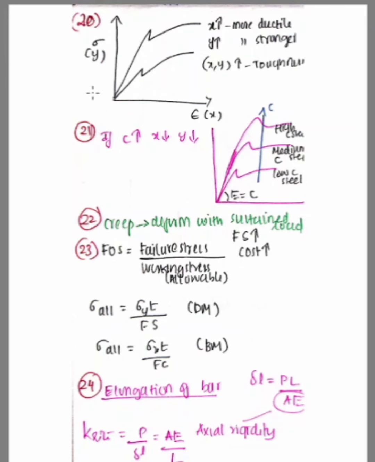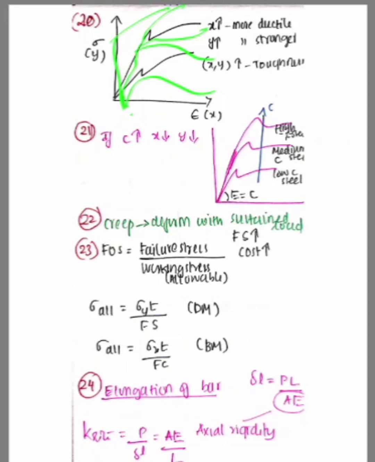Next, okay, in the stress strain graph, they will give you diamond, and here the graph is for high carbon steel, medium carbon steel, mild steel, and rubber will be here like this. When the X component increases, it is more ductile. When the Y component increases, it will be stronger. When X and Y components both increase, it will have more toughness. So this is what I have seen.